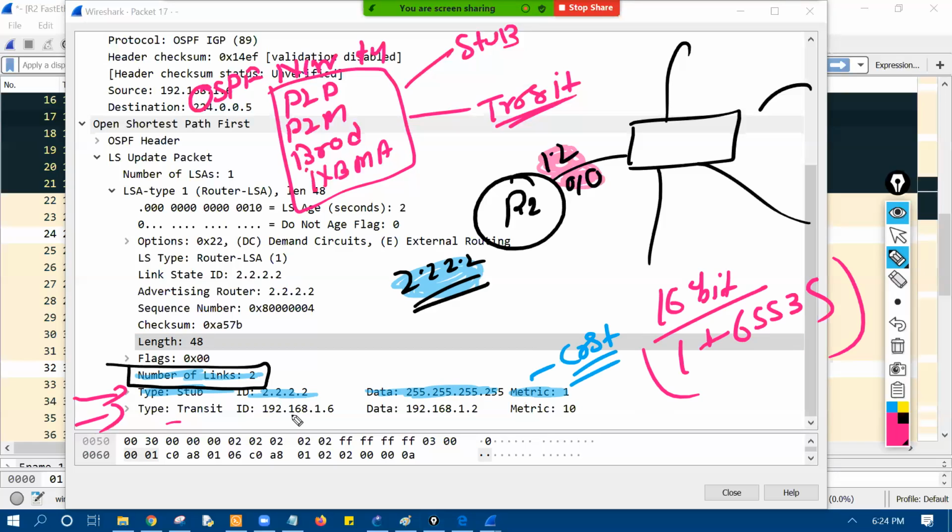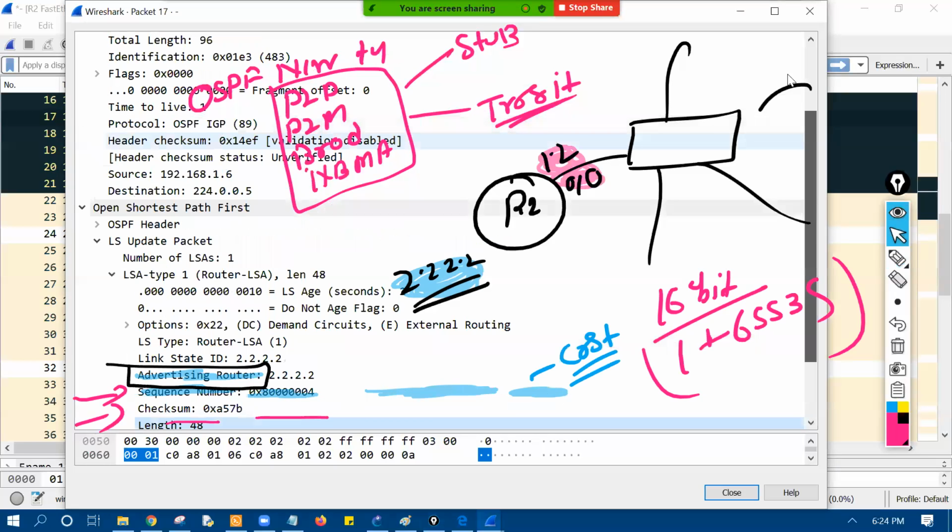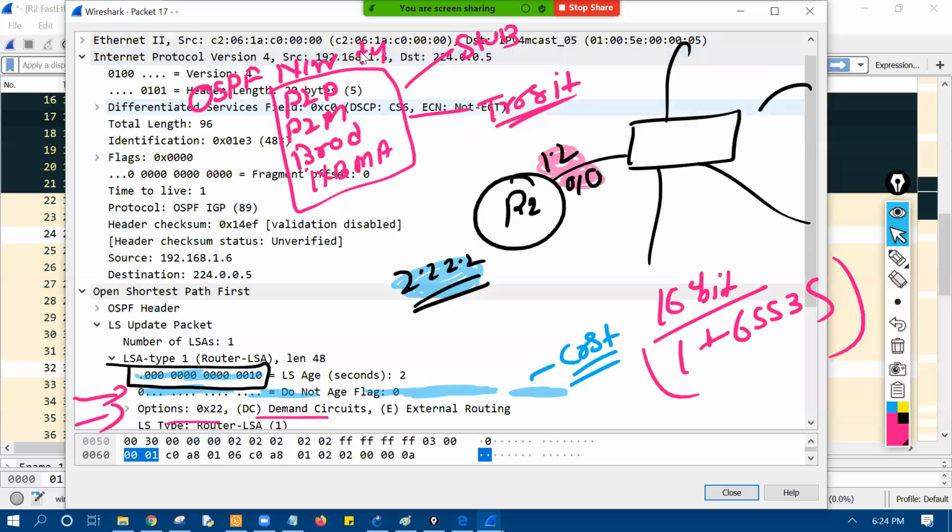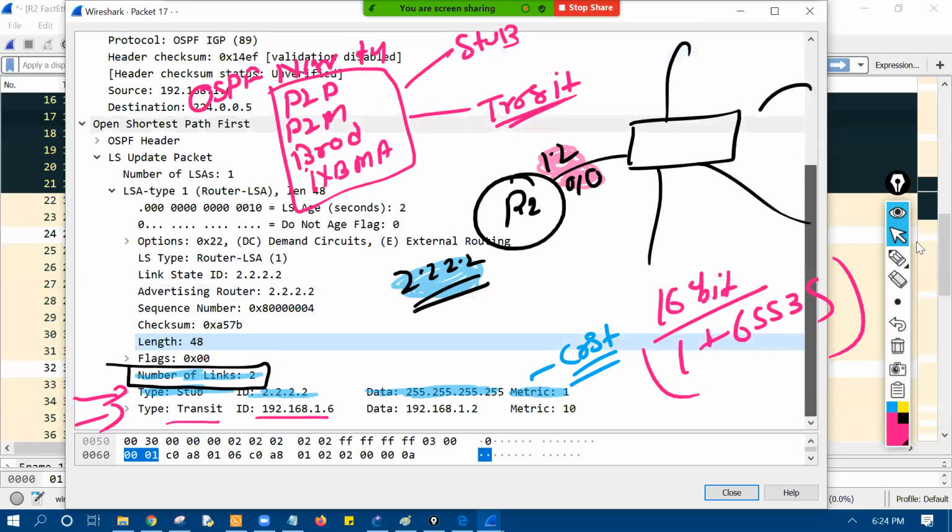Transit means I'm going to talk about the 1.6 information. R6 is sending the information, and what is it containing? Because this information is about the router, let's say R2. And the metric of this one is 10. This is my detailed information.